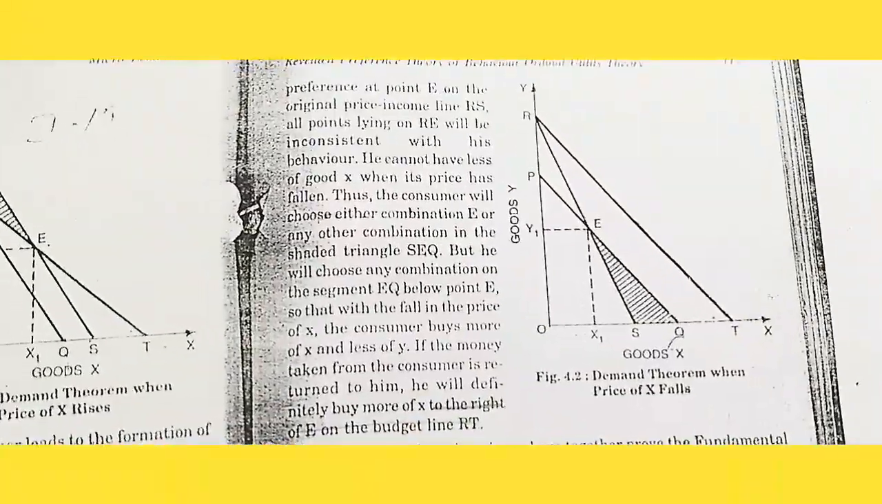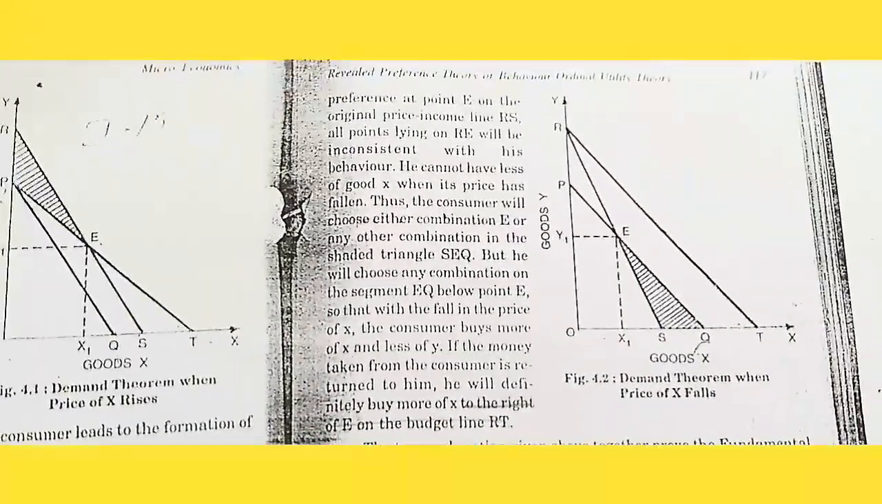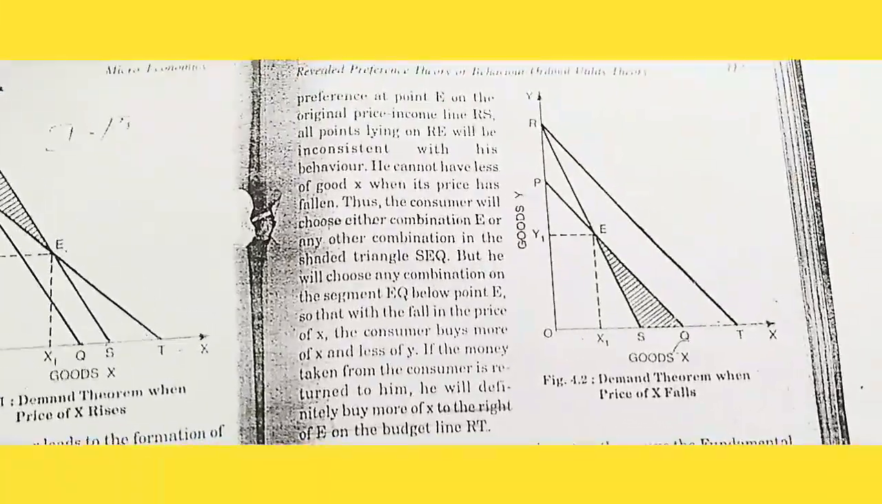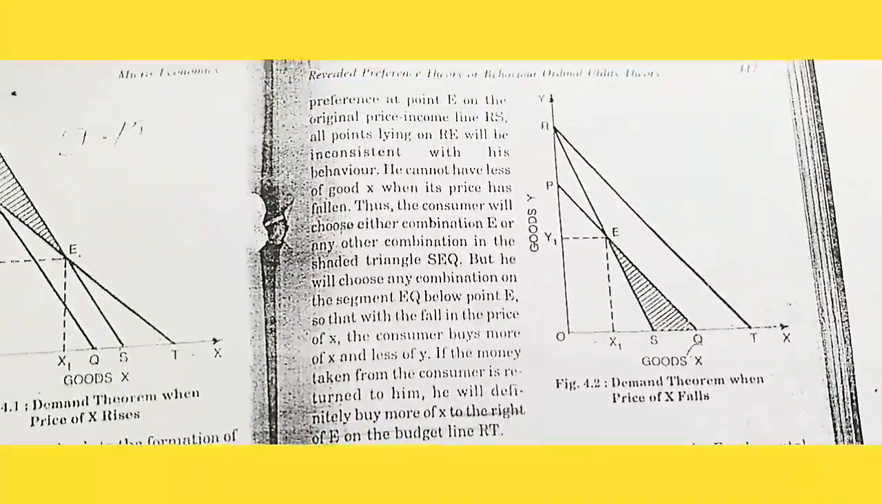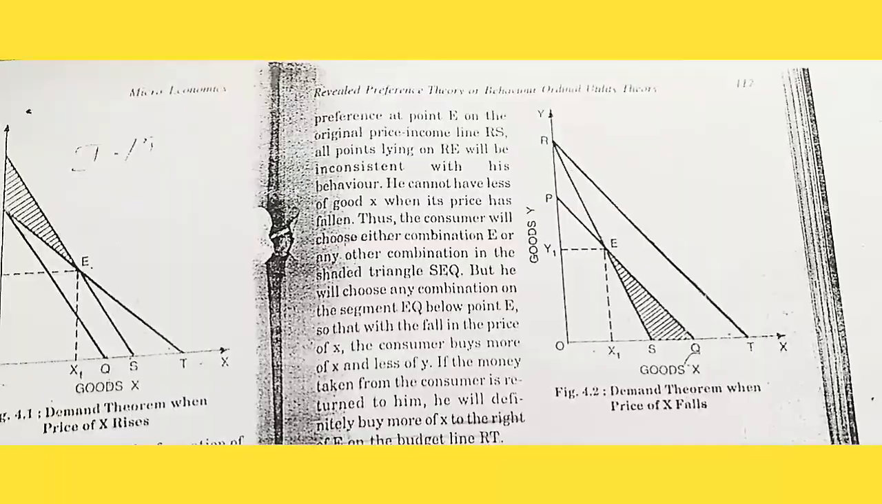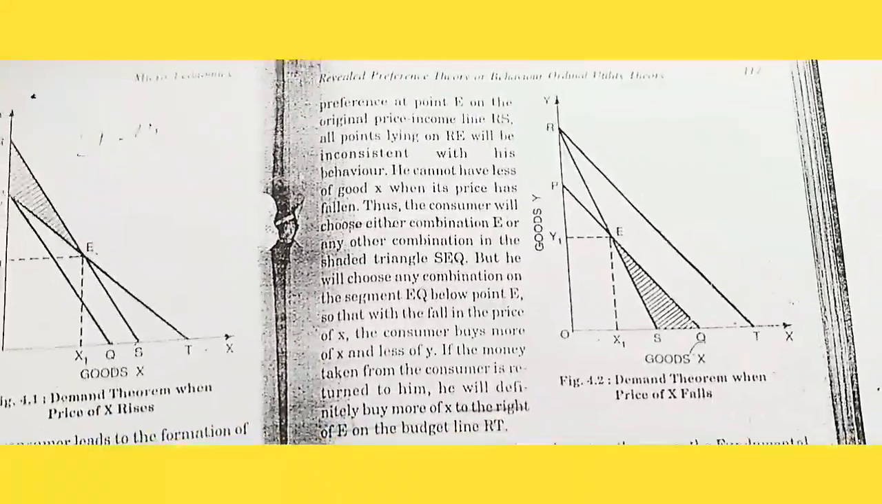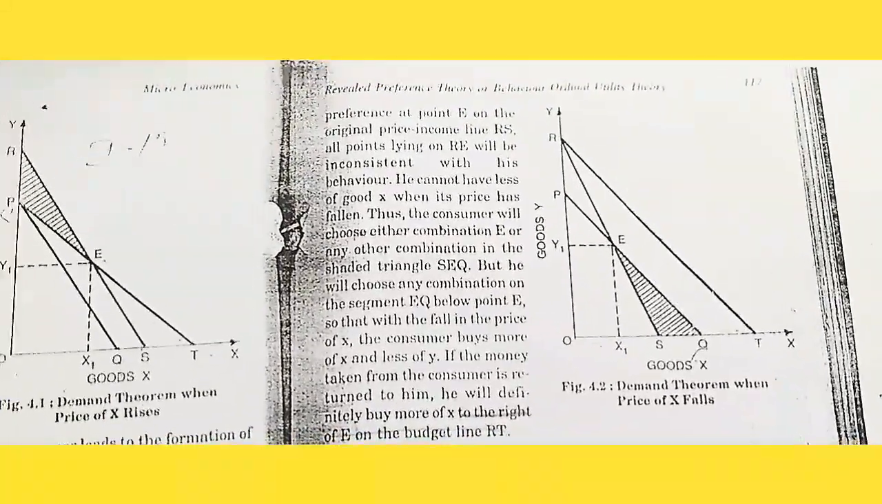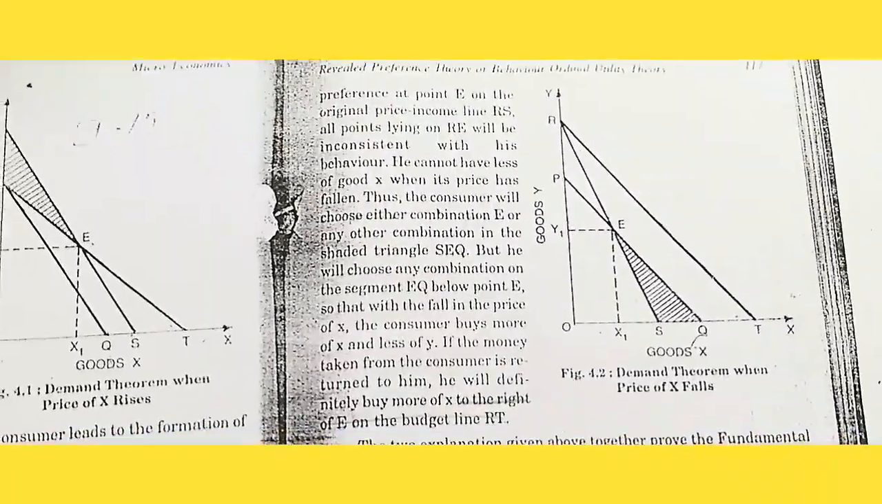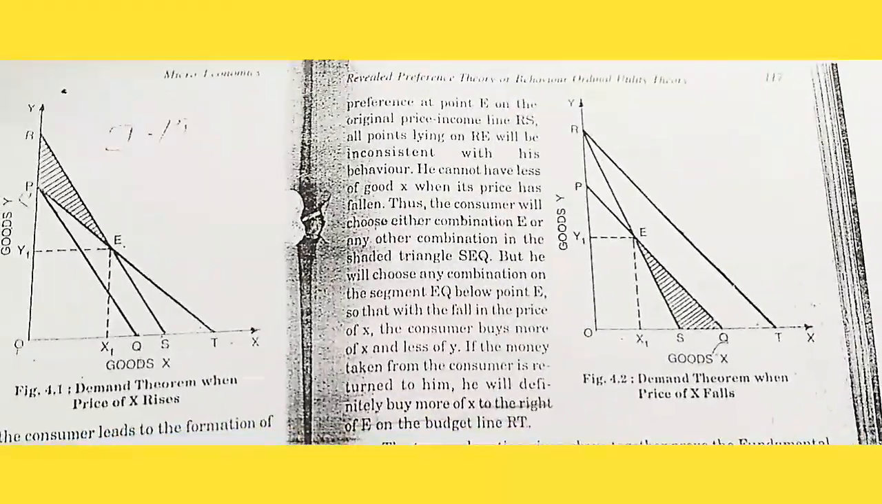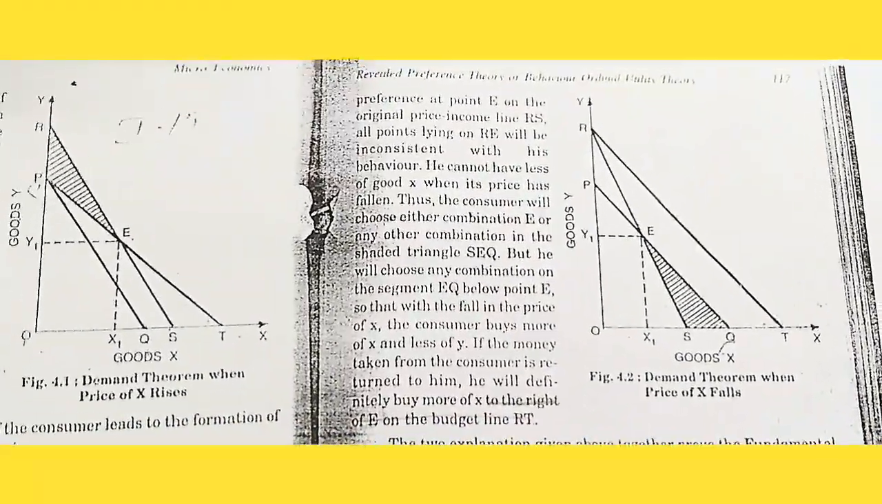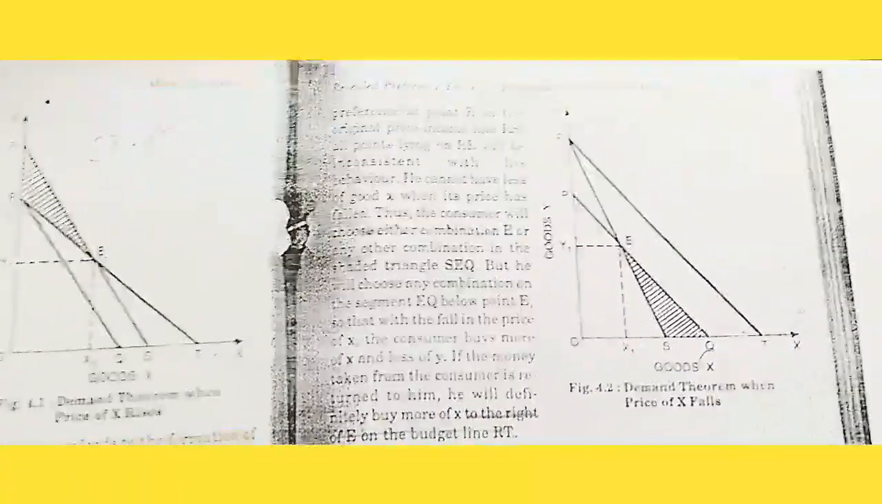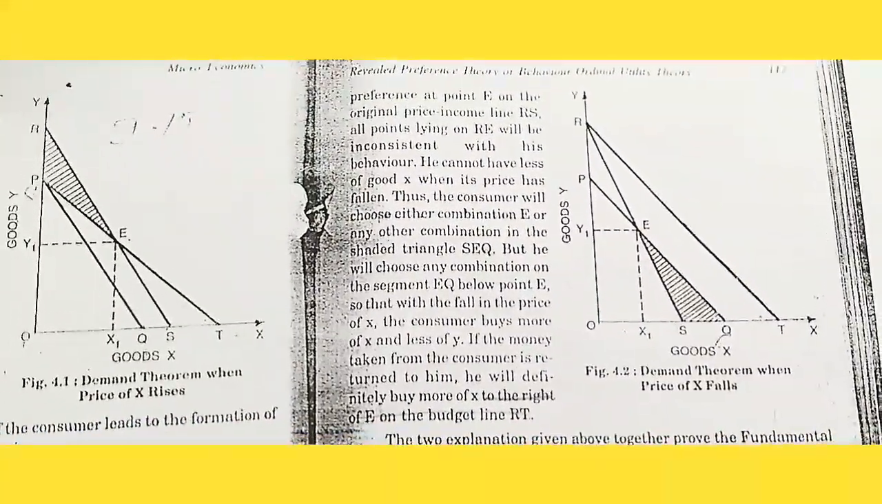Since the consumer was revealing his preferences at point E on the original price income line RS, all points lying on RE will be inconsistent with his behavior. He cannot have less of a good when its price has fallen. Thus, the consumer will choose either combination E or any other combination in the triangle SEQ.